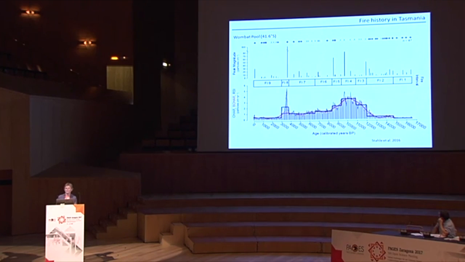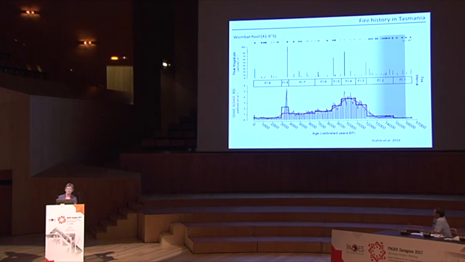The bottom graph is the overall charcoal levels, showing you the area burned at this site through time. The middle graph with the vertical lines is fire magnitude, so it's telling you the size of particular fire events. And then the pluses at the top are the individual fire events.